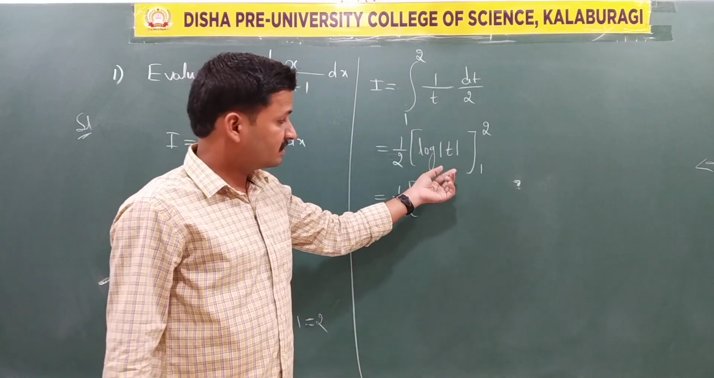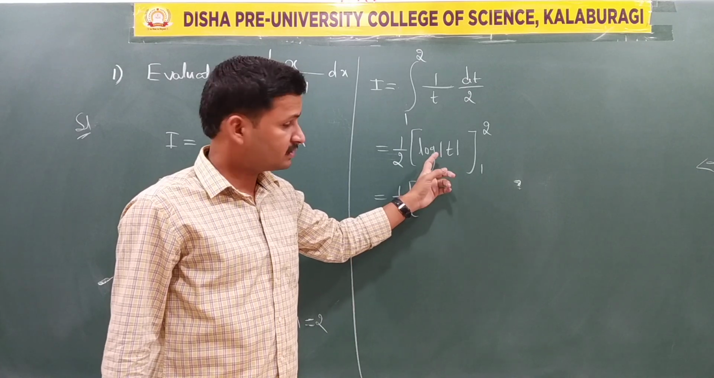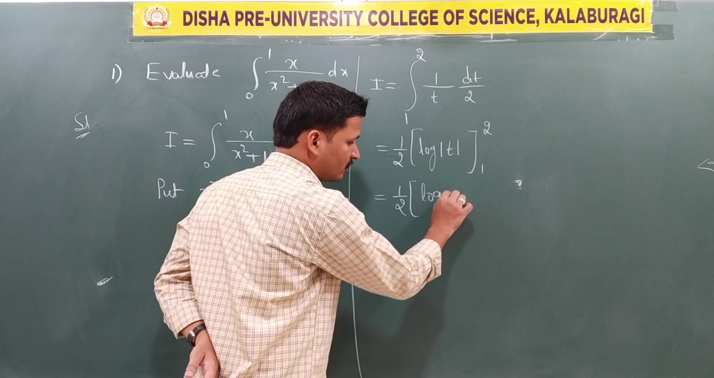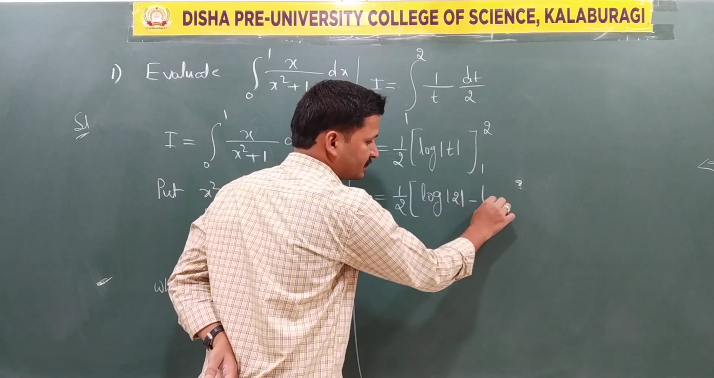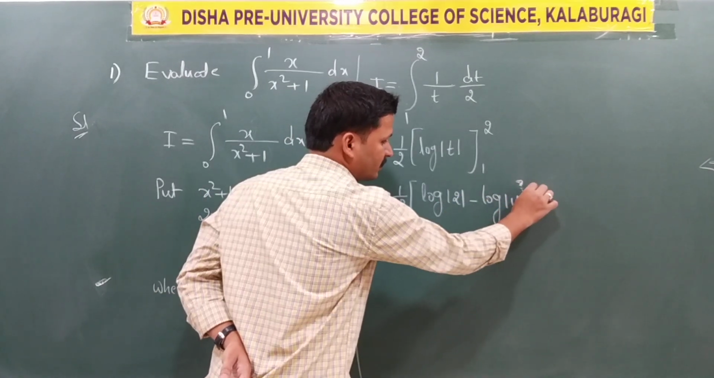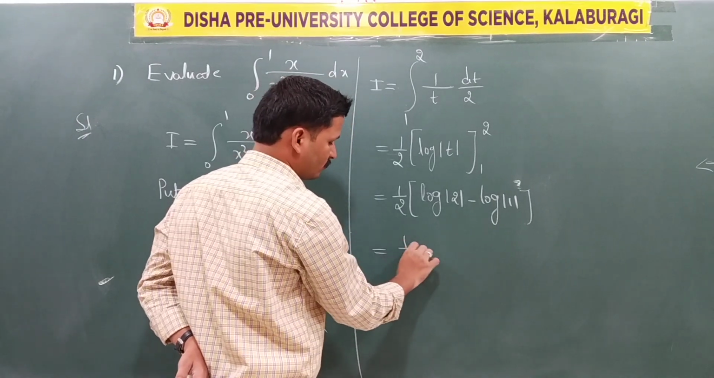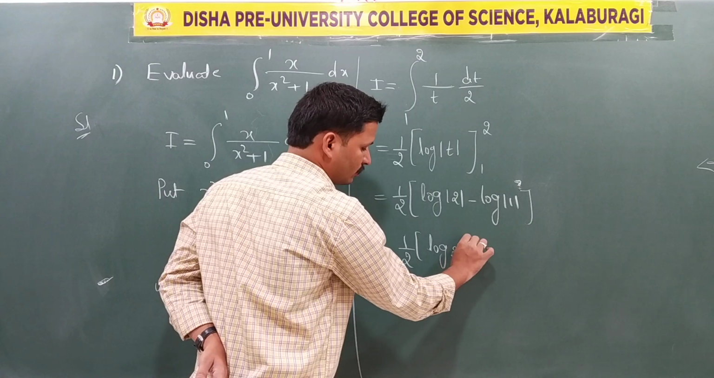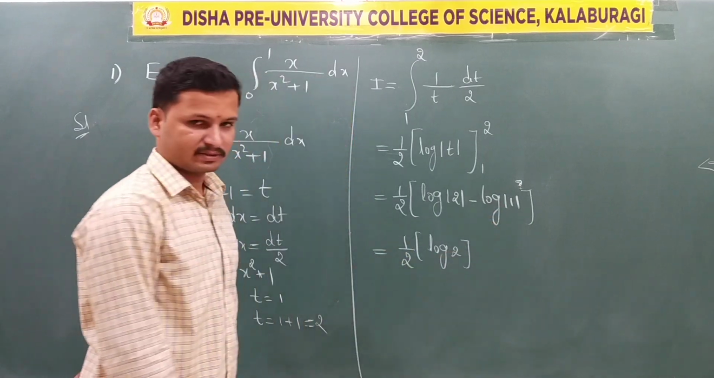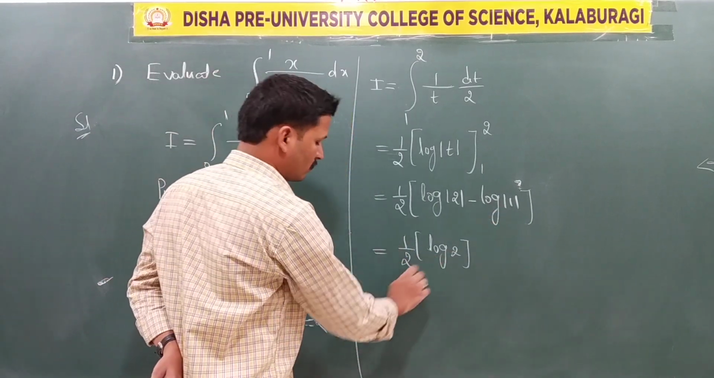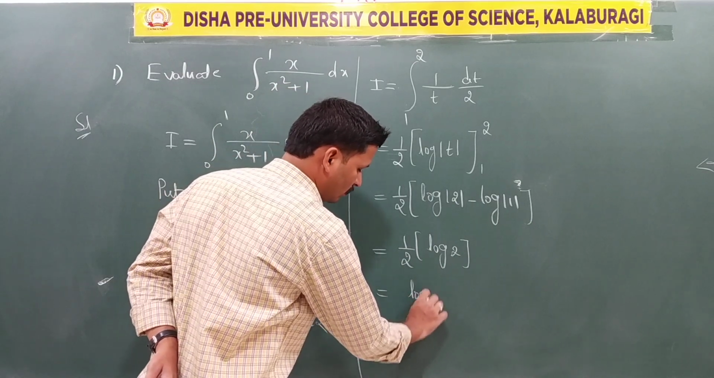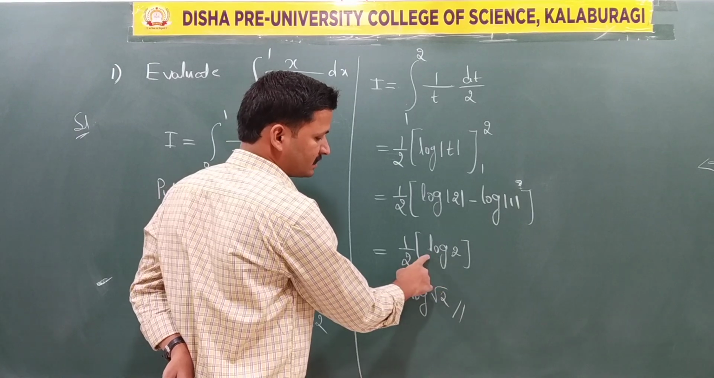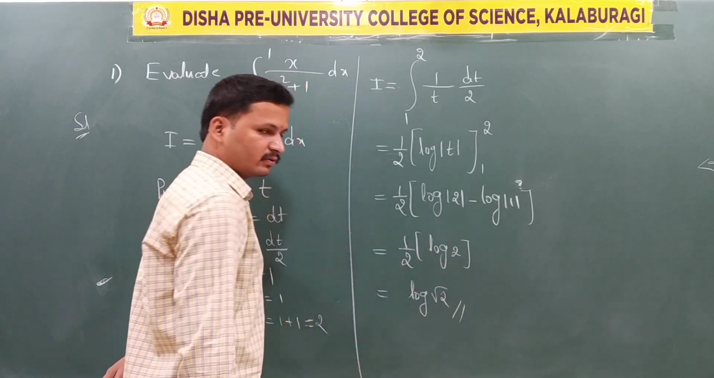By using the fundamental theorem of calculus, substitute in place of t the upper limit 2 and then the lower limit: log of modulus of 2 minus log of modulus of 1. This equals 1 by 2 times log of modulus of 2, since the log of 1 value is 0. So leave it as 1 by 2 log 2, which equals log of root 2, because 1 by 2 log 2 can be written as log of 2 to the power 1 by 2.